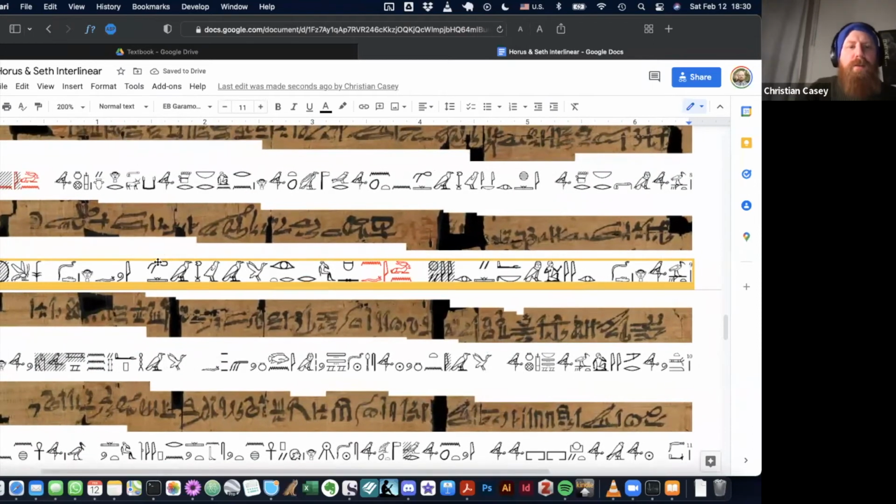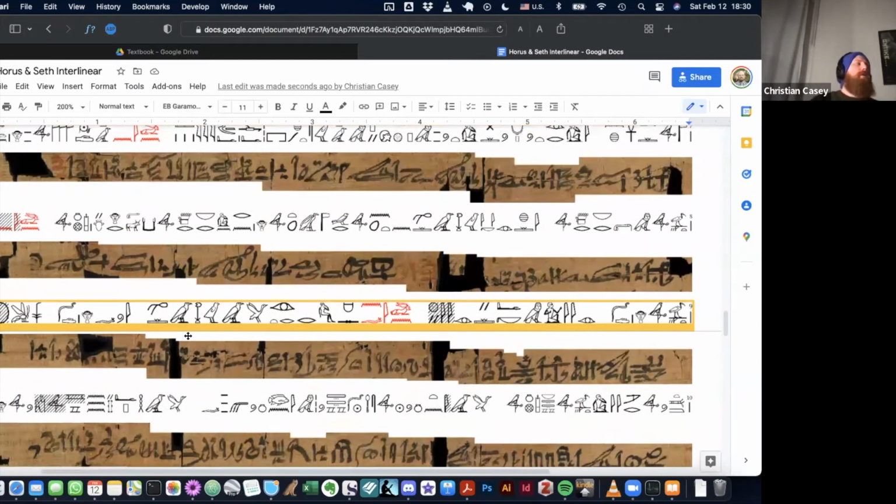So this classifier, this little loopy thing, I always associate it with fech, which means to loosen. So it's associated with things having to do with rope, things having to do with fabric, and things having to do with paper. So it's kind of a generically flowy material classifier. So it makes sense that it would be on the word letter because it's written on papyrus, right? Like that much is obvious.